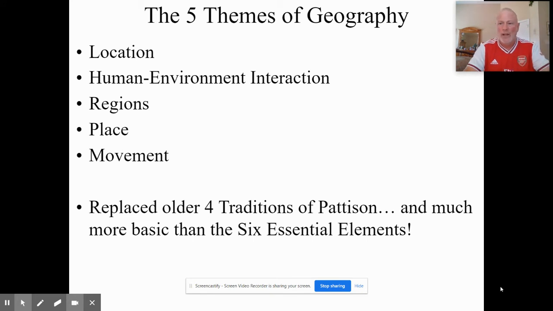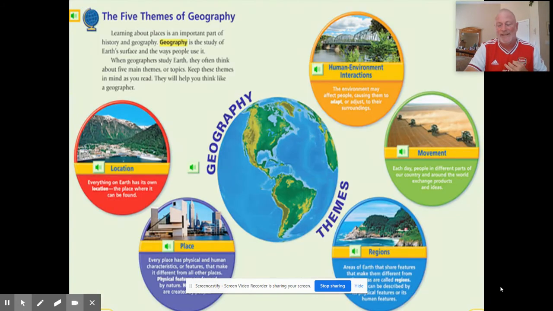Right. So the 5 themes, sometimes, they'll say they're a little bit outdated. They're still valuable, but there are now a newer set of 6 essential elements of what it means to be geographically literate. And I'll show you those in just a second, but I want you to stop for a second. Here's a good chance to pause, right? And look at these 5 themes, right? And I'll give you a second to stop the video and take a look at it. When we come back, I'll talk to you about what these 5 themes mean.